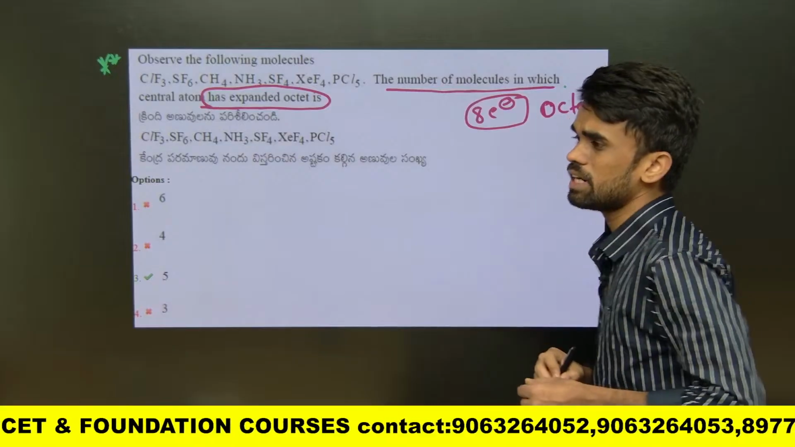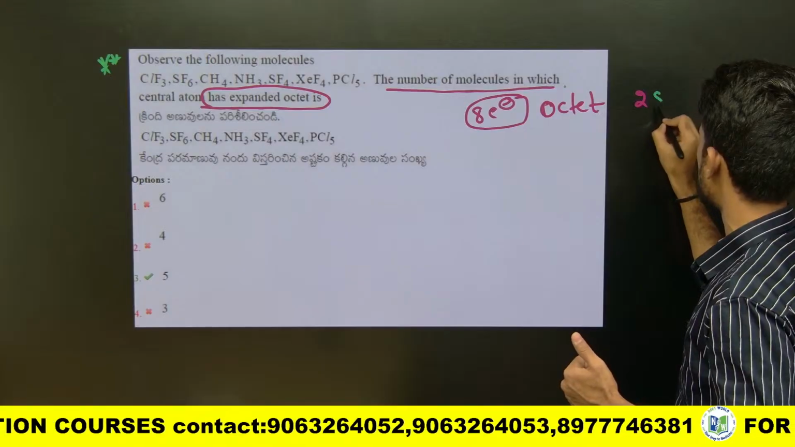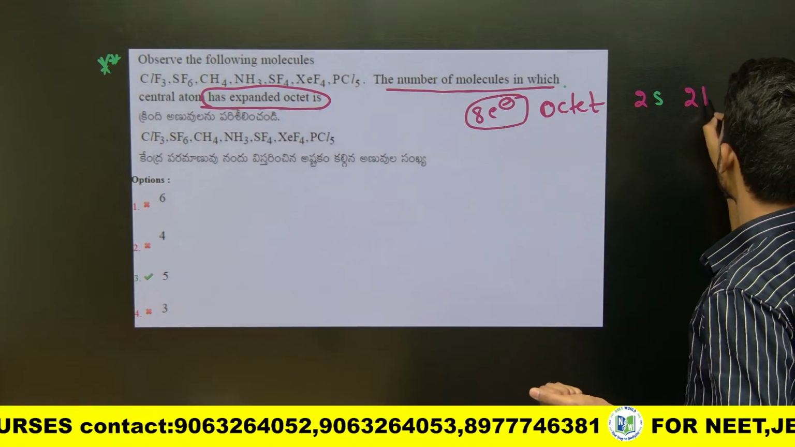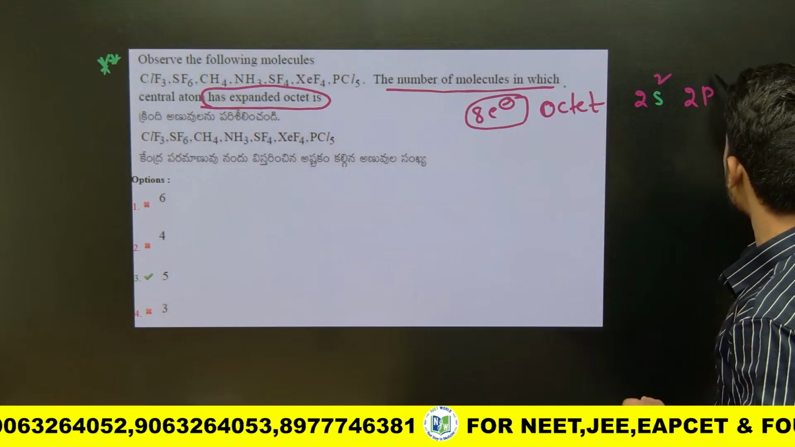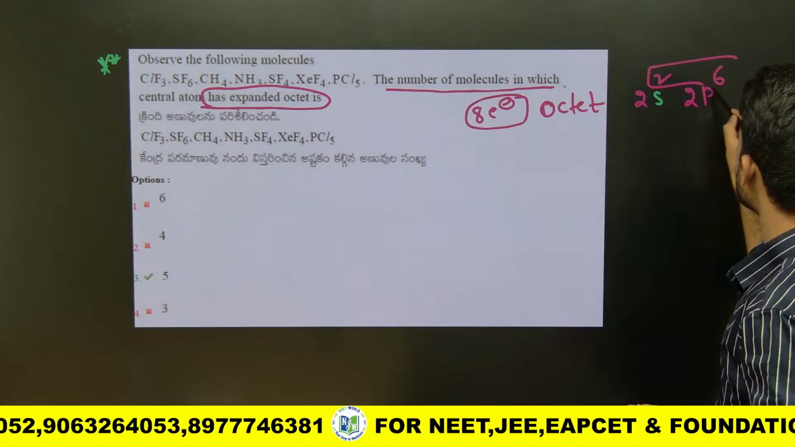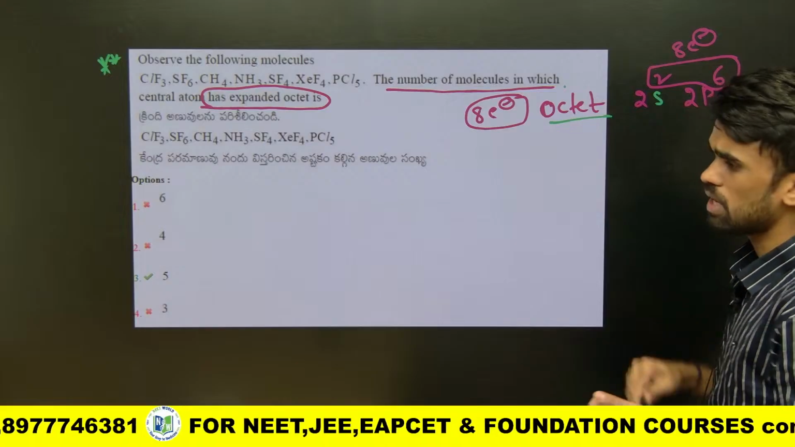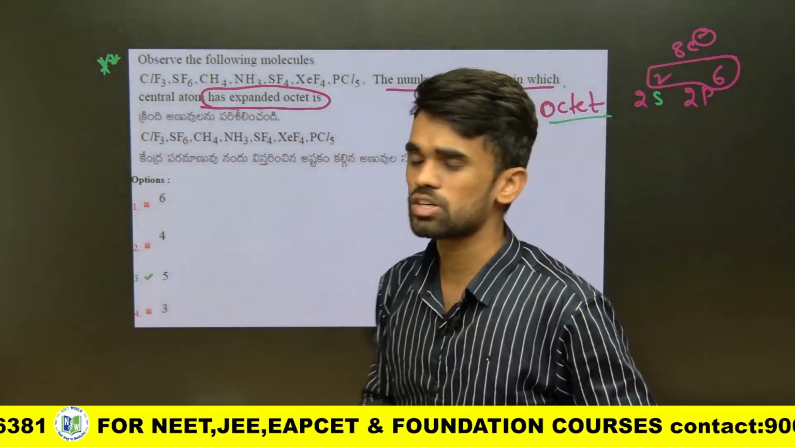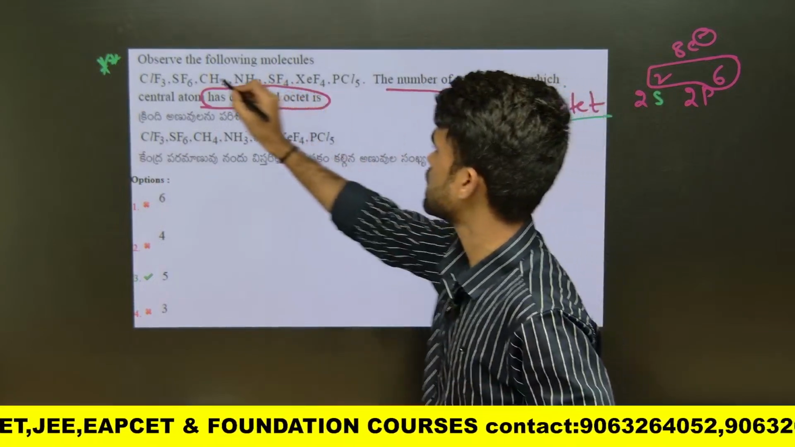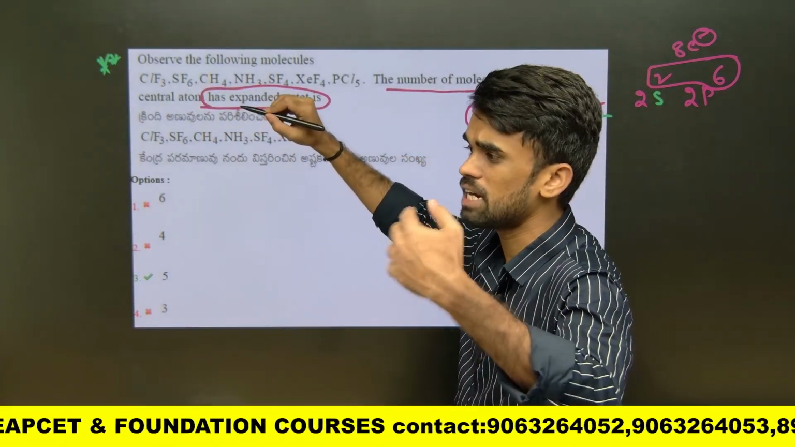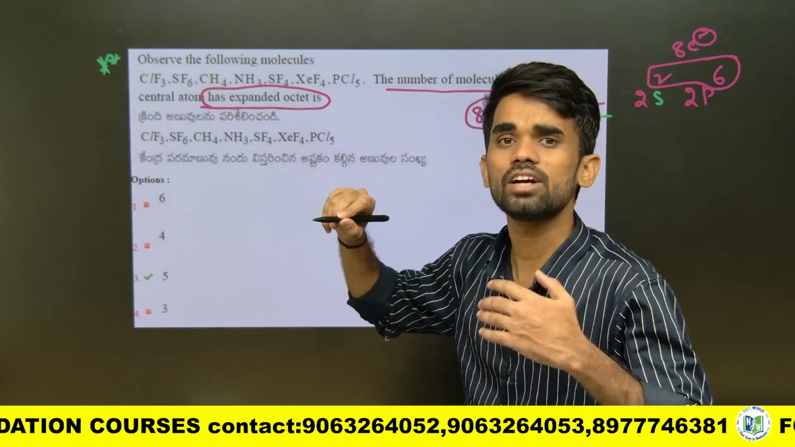Octet. So why are we saying octet here? If I consider the second period or second shell, we have 2s and 2p. 2s can accommodate a maximum of 2 electrons and p can accommodate a maximum of 6. So totally how many electrons do we have? 8 electrons, right? Whenever we have fully filled orbitals, those electronic configurations are stable. If more than 8 are there, then we can say expanded octet. If it is less than 8, we can say incomplete octet.